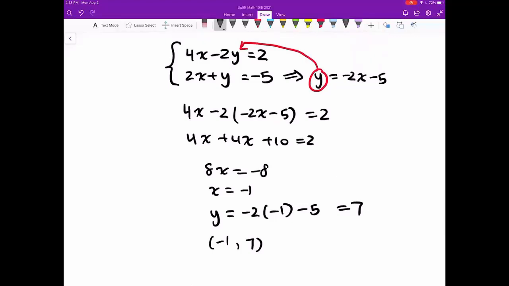Oh, that does not look correct. Let's see. Oh yeah, it's not 7. It's 3. Sorry, the last step.